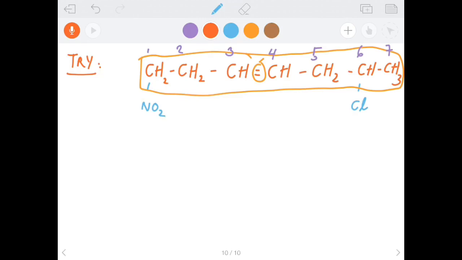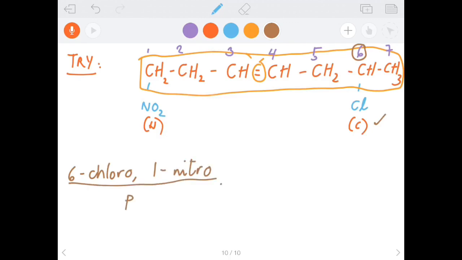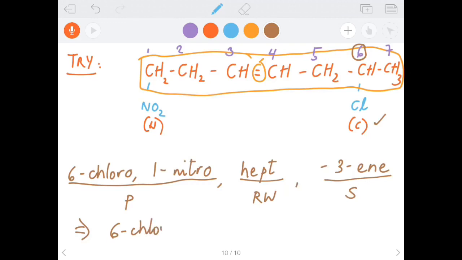Let us put this together now. I'm going to have the substituents placed alphabetically. Nitro starts with an N, chloro starts with a C. So when I start naming it, chloro should come first at the 6th position. So I'm going to say 6-chloro and then 1-nitro, which becomes my prefix. My root word would have 7 carbon atoms in it, so that's going to be hept. And my suffix is going to be ene at the 3rd position due to the presence of a double bond. So my final answer is going to be 6-chloro-1-nitro-hept-3-ene.